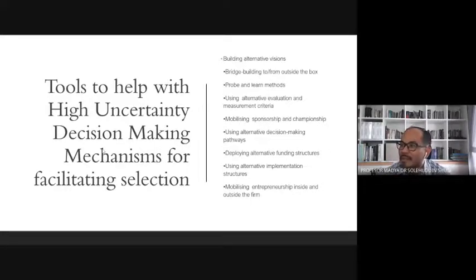One of them is building alternative vision, bridge building from outside the box, probe and learn method, using alternative evaluation and measurement criteria, mobilizing a sponsorship, using alternative decision-making pathway, deploy alternative funding structure, use alternative implementation structure, and to mobilize entrepreneurship inside and outside the firm.